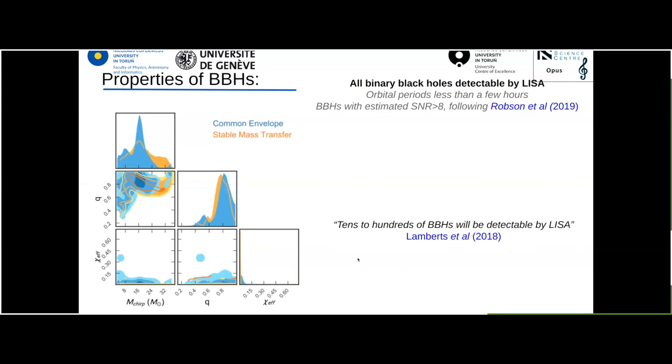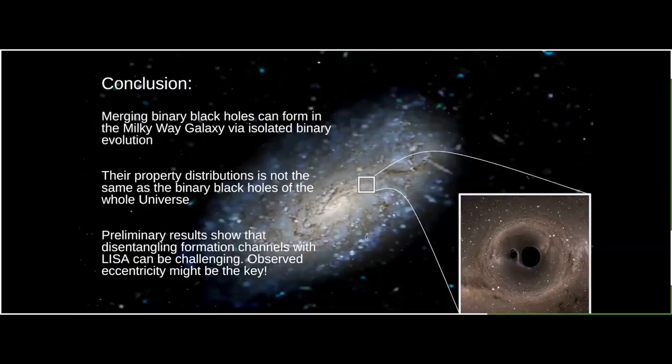But what one wants to see is the distribution of these properties of these binary black holes that would be detectable by the Laser Interferometer Space Antenna. These are binary black holes with orbital periods of a few hours, and we identify them by estimating the signal to noise ratio. So here I'm leaving some concluding points that one can read, and because I'm running out of time, maybe I can take some questions if there are any.